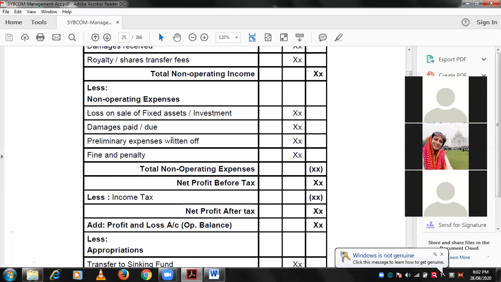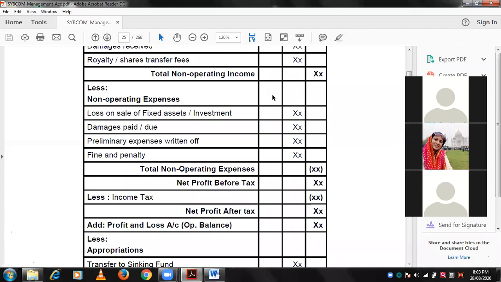So all these expenditures, we are not going to incur in the normal course of business, because fine and penalty, it is abnormal. The company is not paying fines or penalties all the time. The company is also not going to get loss on sale of fixed assets or damages all the time. So all these things are the abnormal ones. So these abnormal expenditures, or the expenditures which are not incurred in the normal course of business, are all put here under this non-operating expenditure head. Okay, because those are the non-operating expenditures.